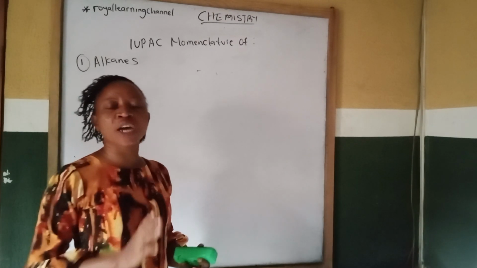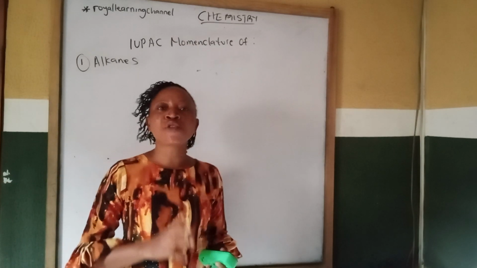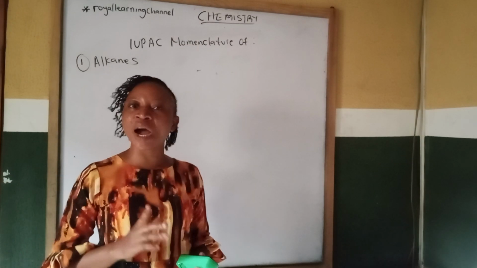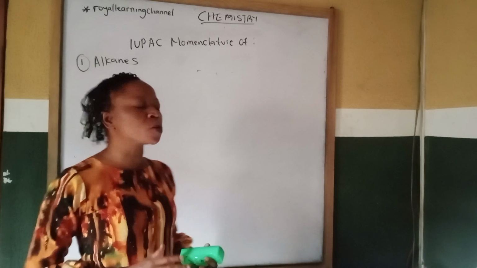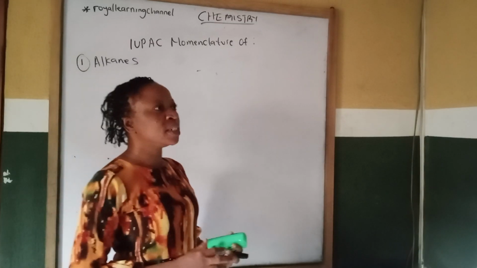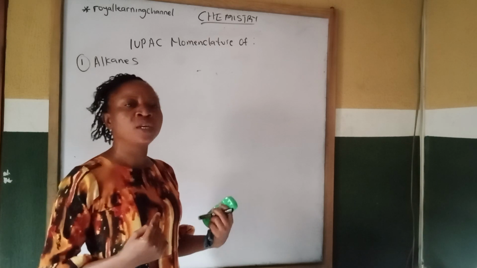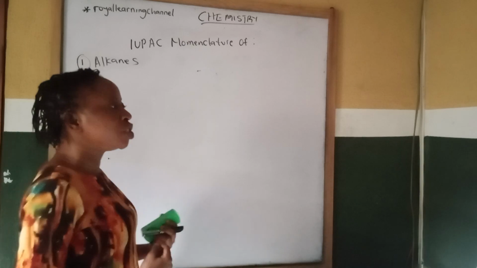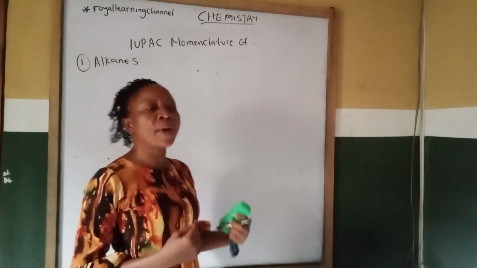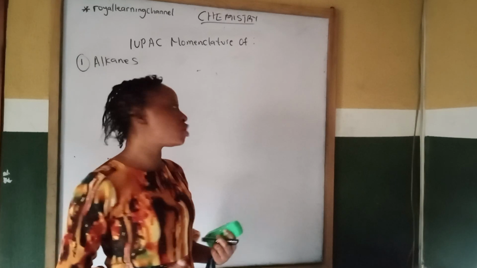So the first thing that you need to understand under naming of alkanes is to recognize members of alkane. Alkane contain what? Single bond in between carbon atoms. So we recognize the structure of an alkane by single bond in between their carbon atoms.